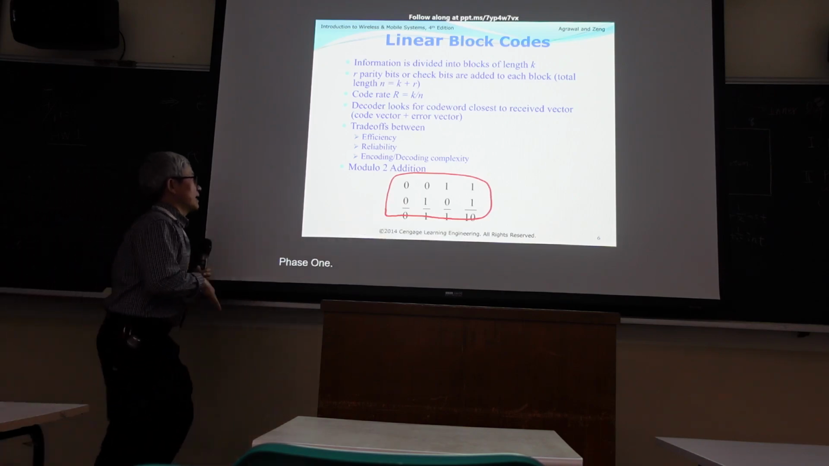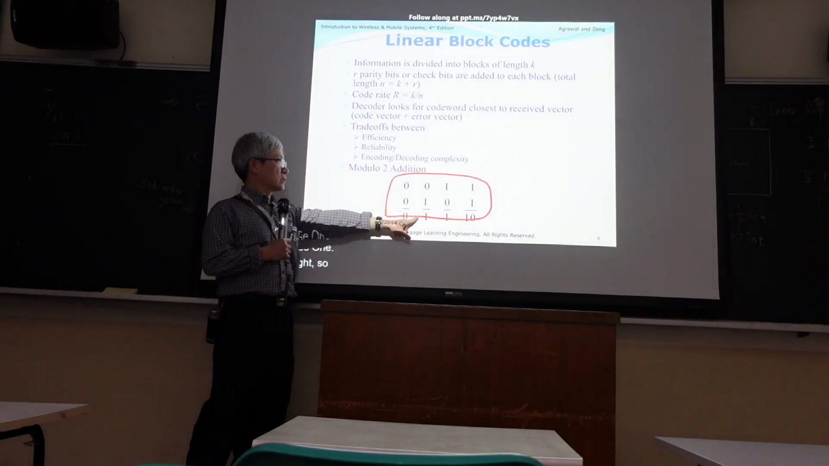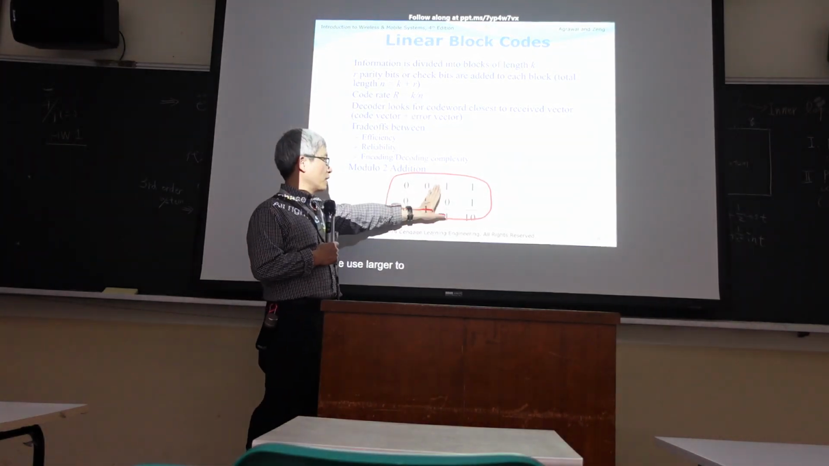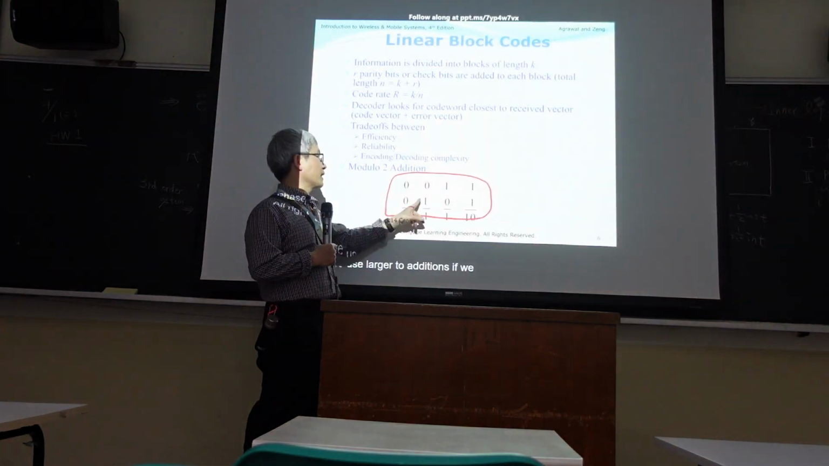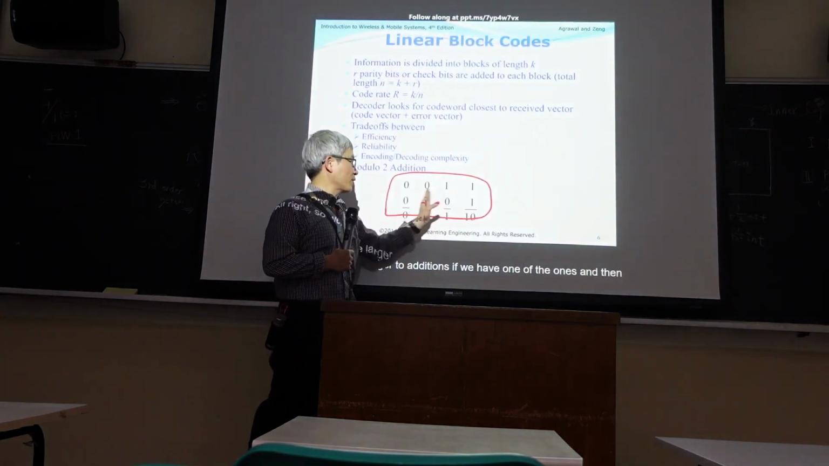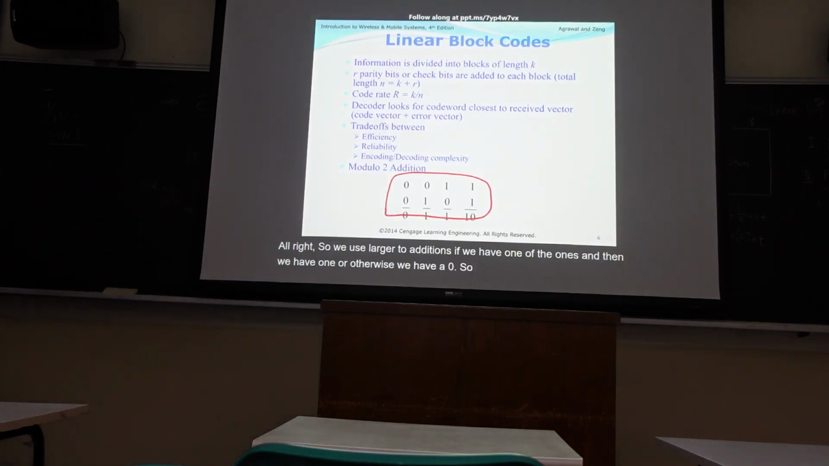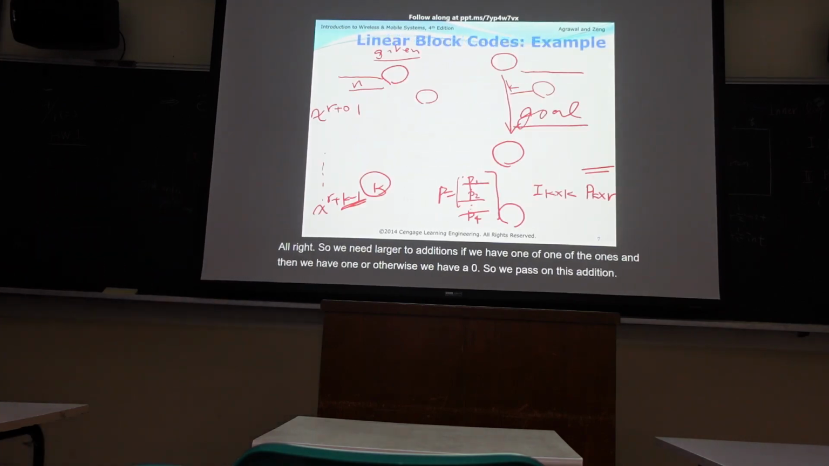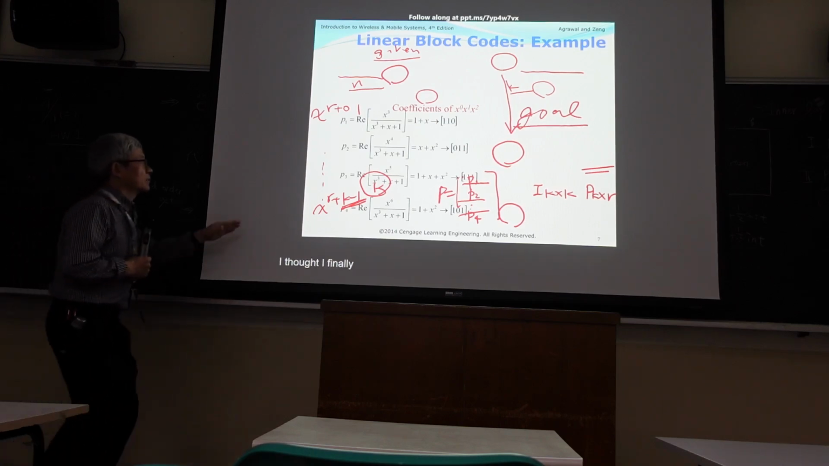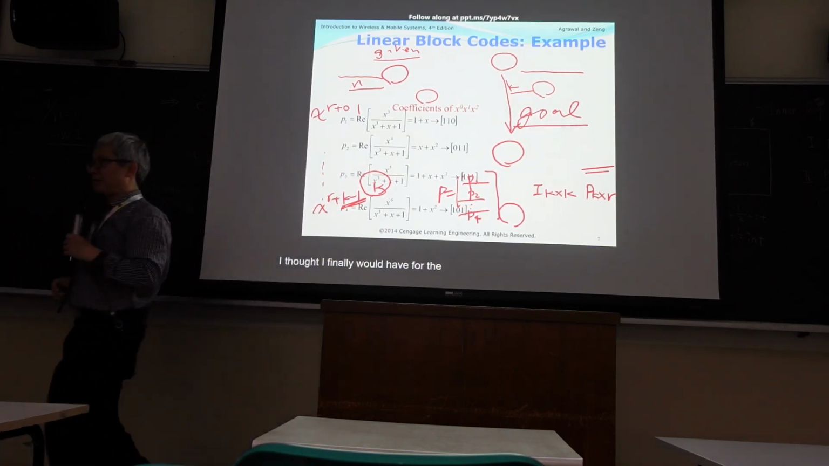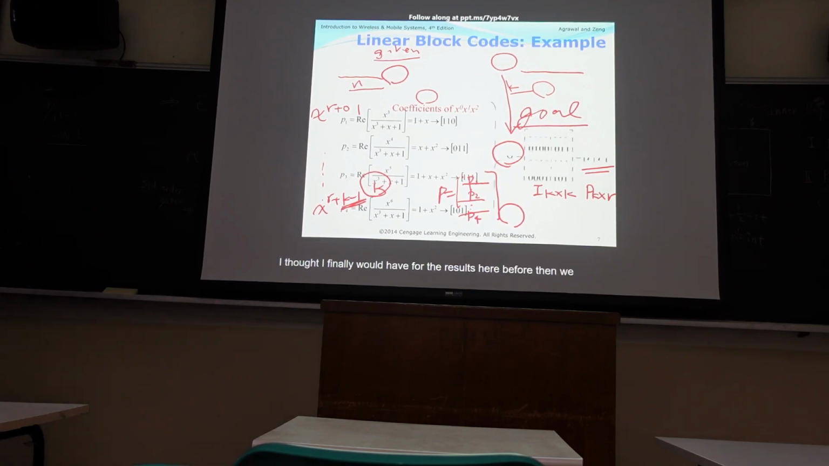Alright, so we use modulo-2 addition. If we have a one and a one, we get a 0, otherwise we have a 1. So we pass on this addition. Then finally we have the results here. If so, then we can have the generator G.